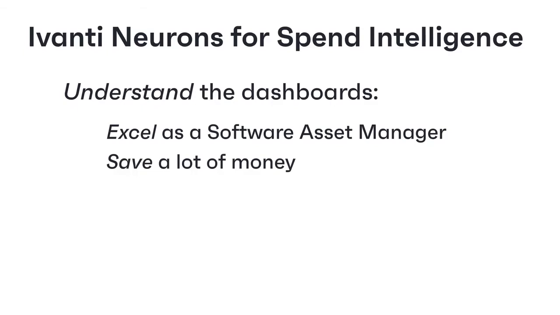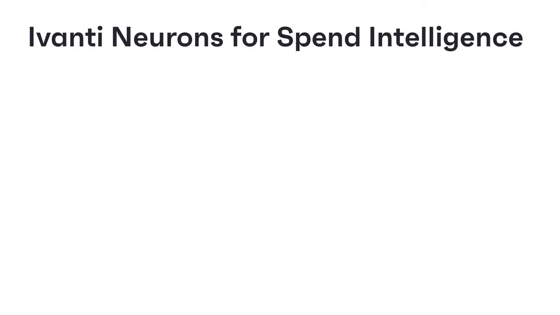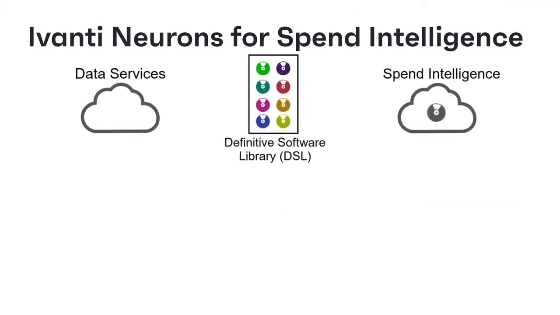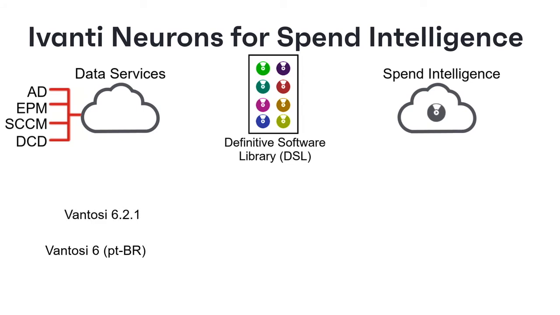Before we take a look at the individual components of Ivanti Neurons for Spend Intelligence, let's take a very high-level look at what's going on under the covers. First, Ivanti Neurons discovers all of the software installed on your estate. This generates a lot of data that can be quite messy. There will be lots of slightly different versions of the same application, possibly in different languages or with slightly different names. Ivanti Neurons for Spend Intelligence matches all this discovered software with items in the Ivanti Definitive Software Library.